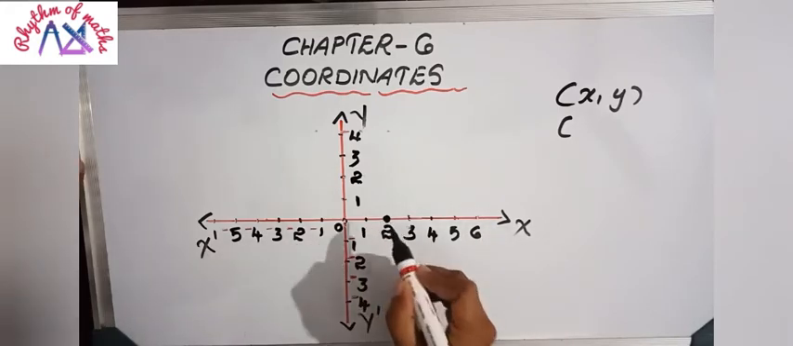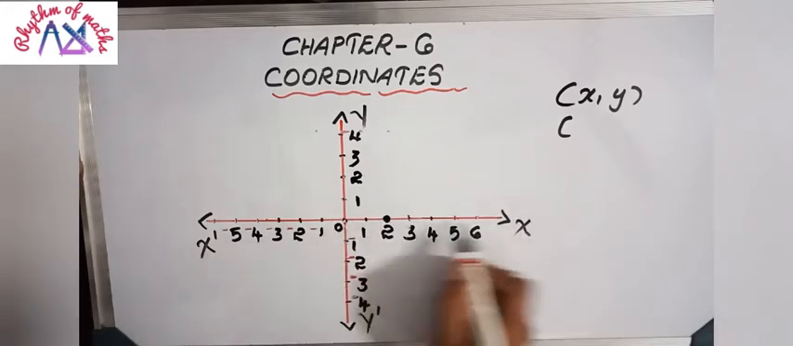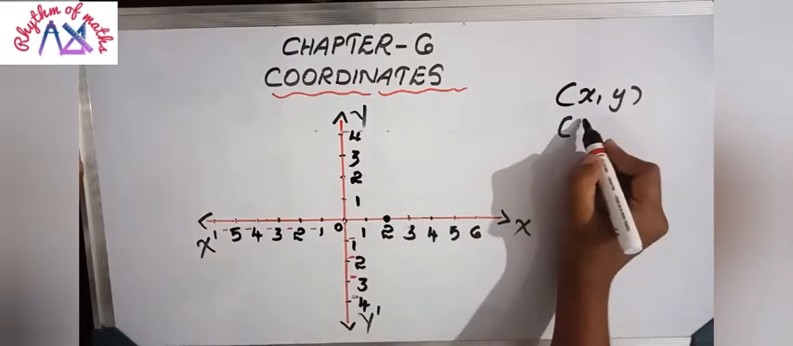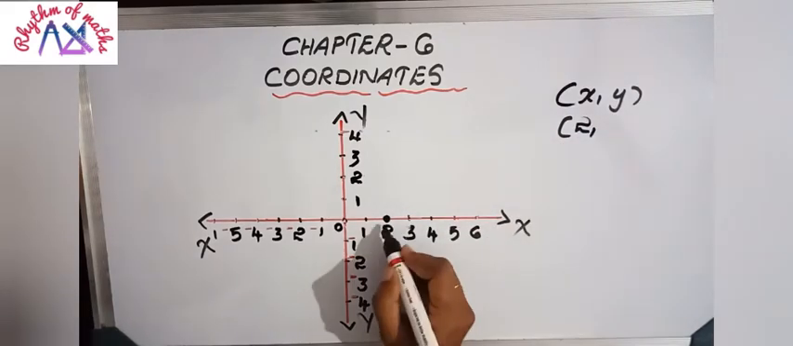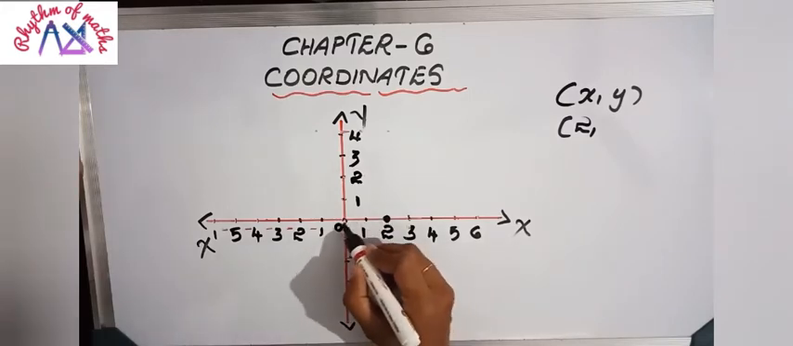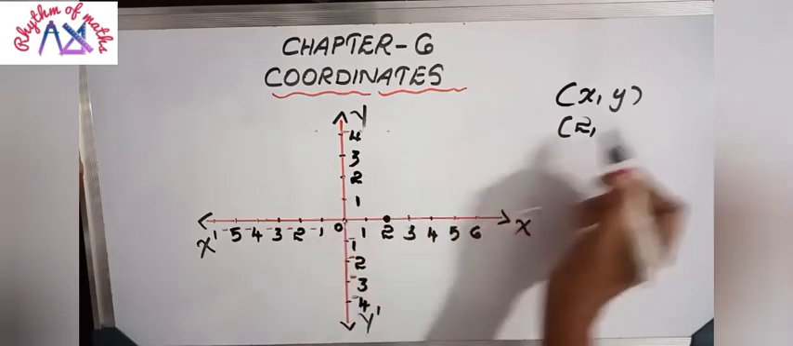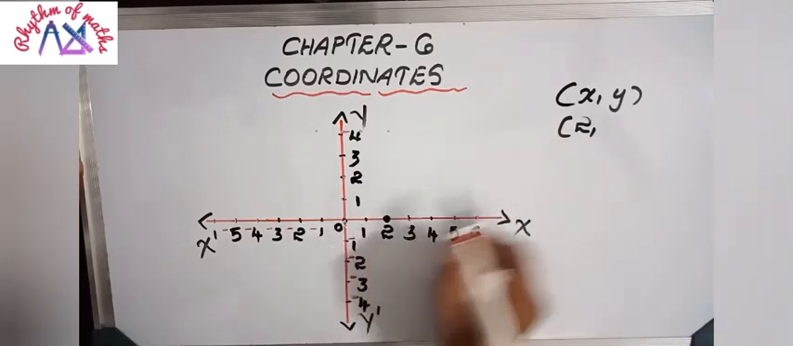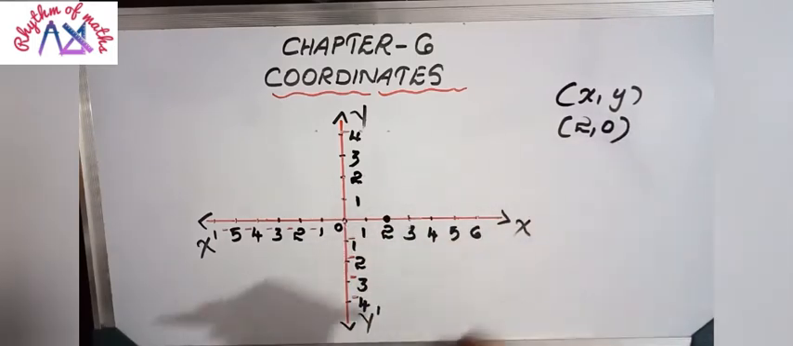So 2 is a point on the x-axis, so the x number will be 2. For the y coordinate, towards y we have to draw a perpendicular line. That line is already there. Okay, this is a line. That means the y coordinate will be 0. So (2, 0) is the coordinate of this point.